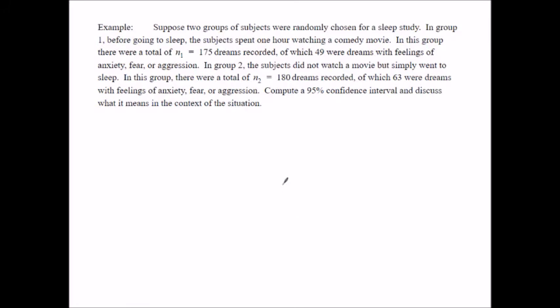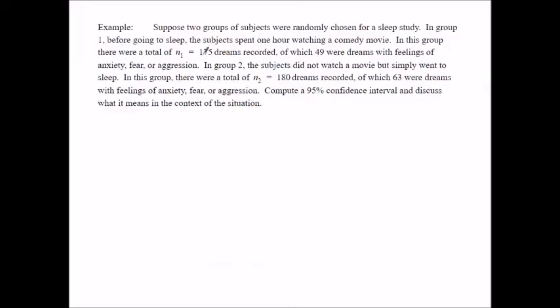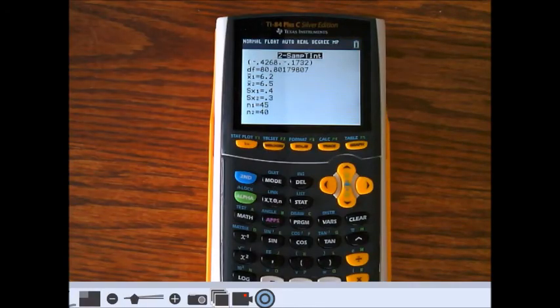So as an example, it's a sleep study. It gives us the number in the first group. 49 had dreams with feelings of anxiety, fear, or aggression. In group 2, they did not watch a movie. They just went to sleep. 180 of those folks, and 63 had dreams with anxiety, fear, or aggression. We want a 95% confidence interval. So because we're dealing with a proportion of people, think of 49 of 175, 63 of 180. So that's a proportion.